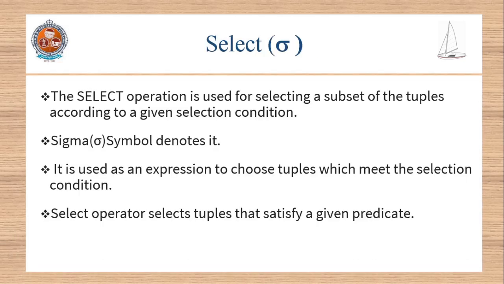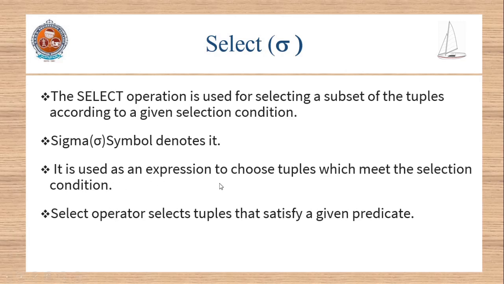The first category is the unary relational operations, where we are going to perform these operations on a single relation. The first one is select, which is represented by the symbol sigma. This is the symbol we are going to use for this operation, sigma. This operation is used for selecting a subset of the tuples according to a given selection condition. Whatever selection condition we have specified is called propositional logic or predicate. Based on the satisfaction of that condition, the subset of the tuples from the relation will be given as output.